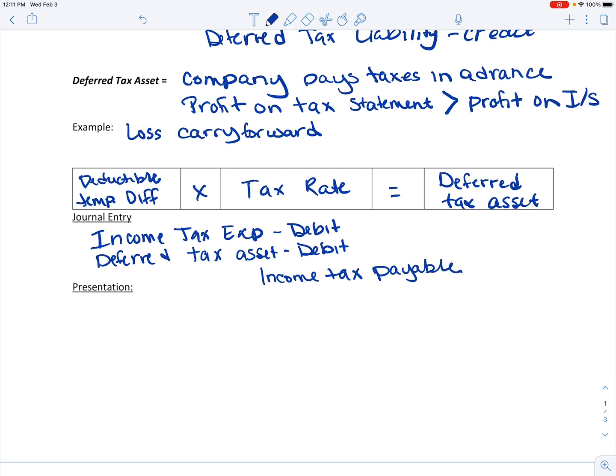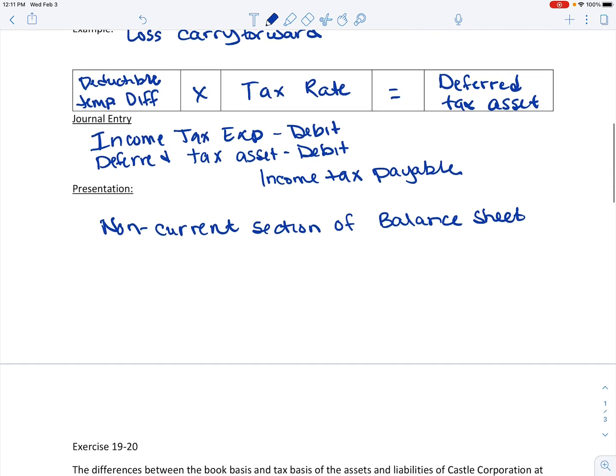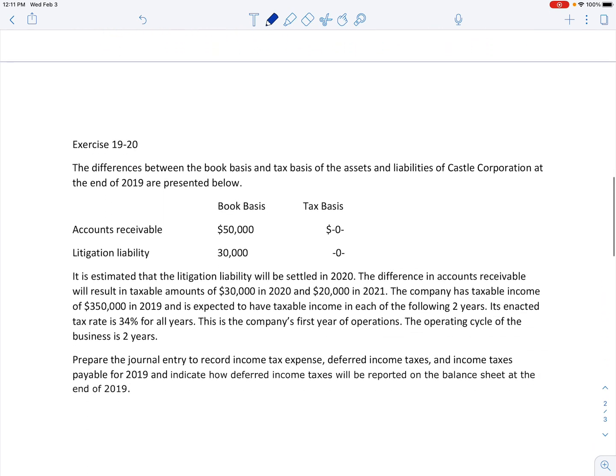Where do all of these accounts go? The deferred tax asset, deferred tax liability. These are shown on the non-current section of your balance sheet. Now, we will offset to see whether we have a deferred tax asset or deferred tax liability to show, and we'll show you that in the homework problem that we're going to do.